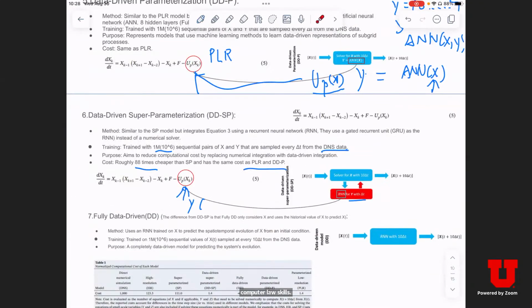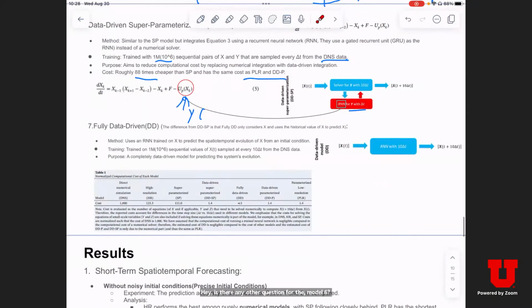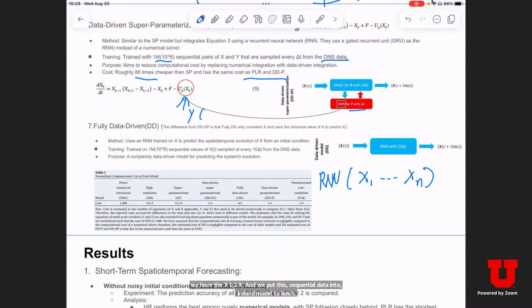Is there any other question for model 6? Okay, great. Lastly, I will talk about the fully data-driven model. For this model, they only train with the X. If we have X1 to Xn, we put this sequential data into an RNN model to learn the mapping of X across different times. Sorry, this should be called X_t.